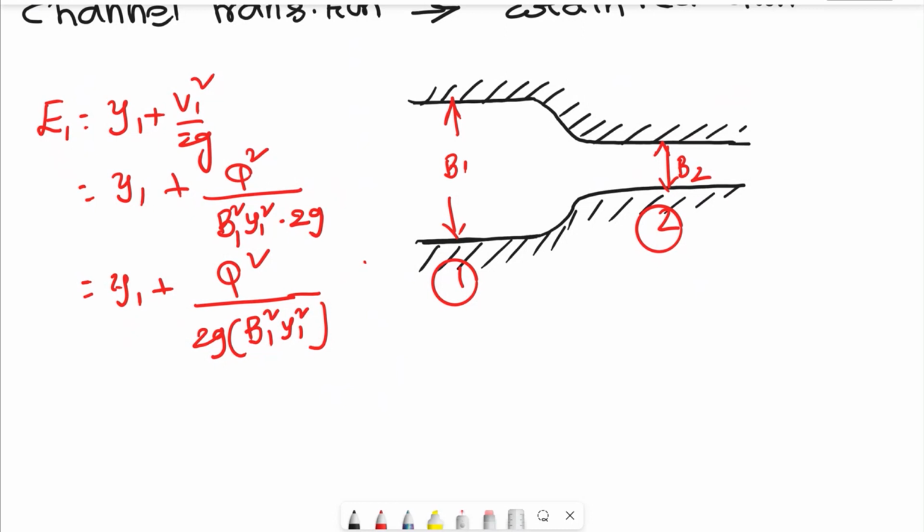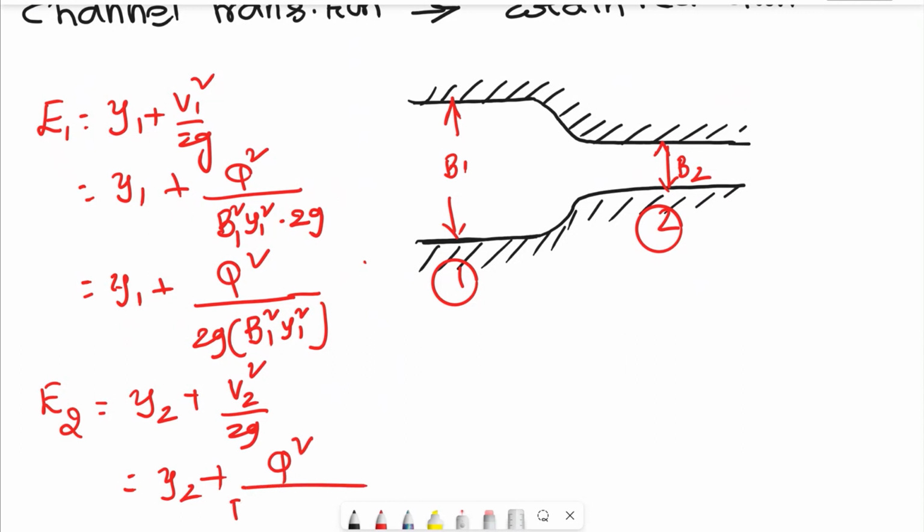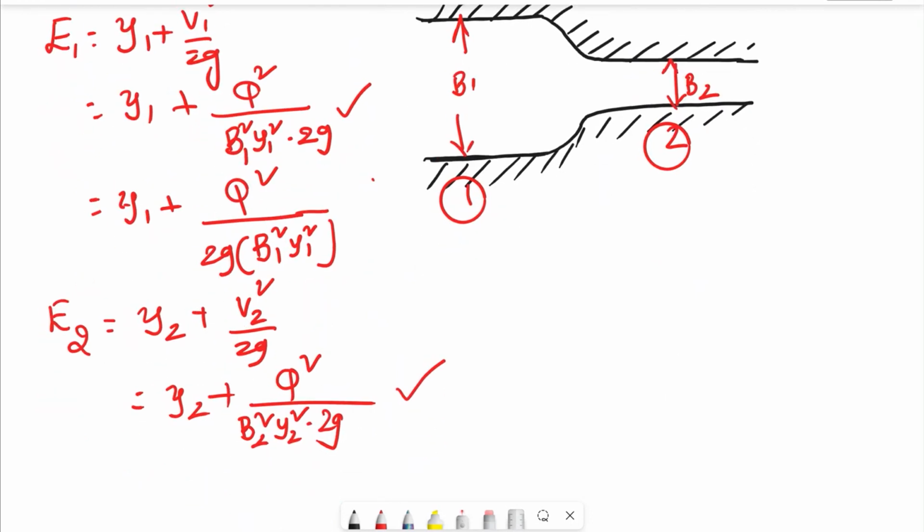Now, if I go to section 2, it is Y2 plus V2 squared by 2g. That means Y2 plus Q squared by B2 squared Y2 squared into 2g. So this is the second equation. Fundamentally, E1 is equal to E2, at both the sections the energy remains the same. Now what will we do?